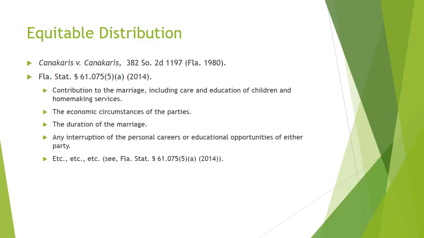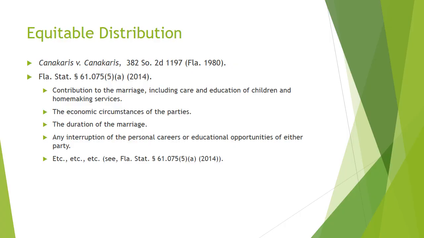Under equitable distribution, the court must divide the property equitably, but not necessarily equally. There's a presumption that there should be a 50-50 split of the property and debt unless there is a justification for an unequal distribution. That's where Canakaris came about. After the values of the assets have been determined, the court usually makes an equal distribution but can make an unequal distribution when the circumstances warrant.